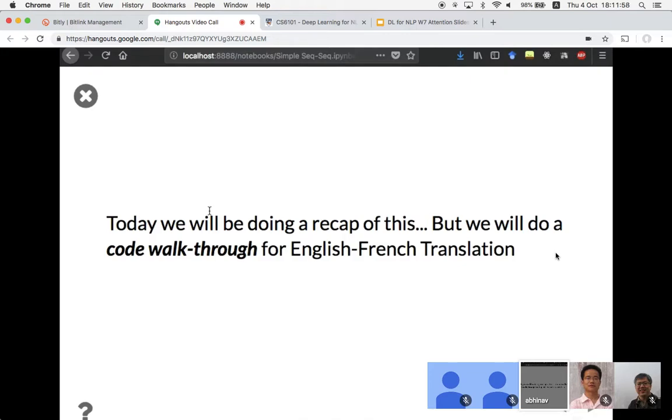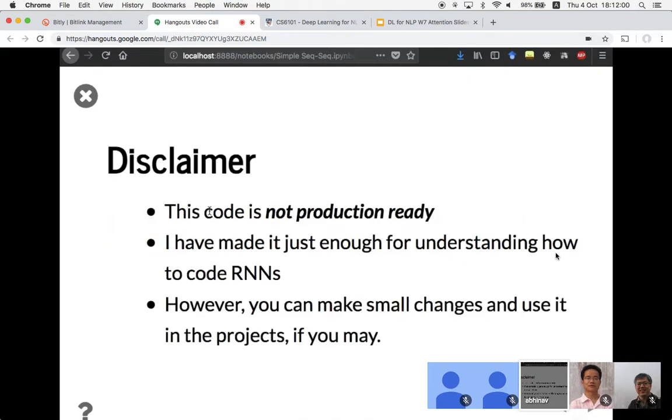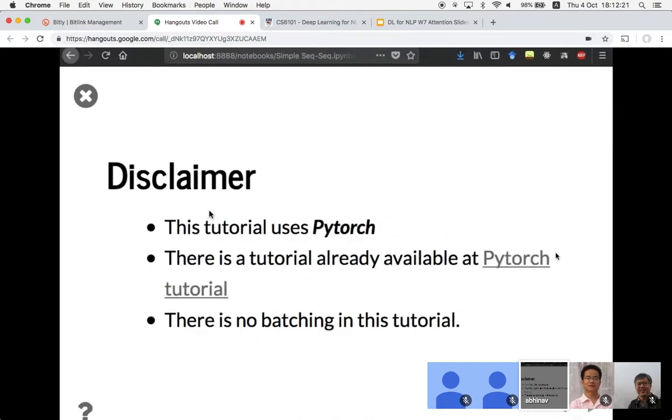I've written this code, but I will tell you a few things. The code is not production ready. I just do the training and then store the model. There is no validation in the template that we have, but you can add it later if you want to use it in your projects. Also, there is already a tutorial online that you can refer to. It also does sequence-to-sequence machine translation from English to French.